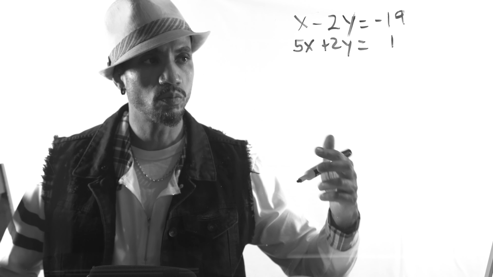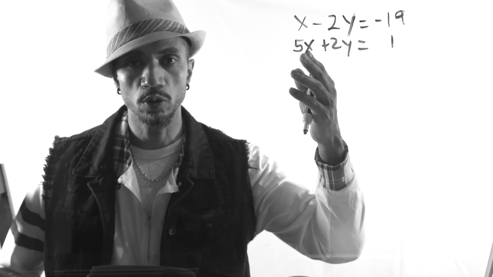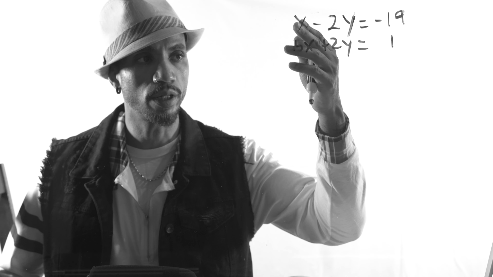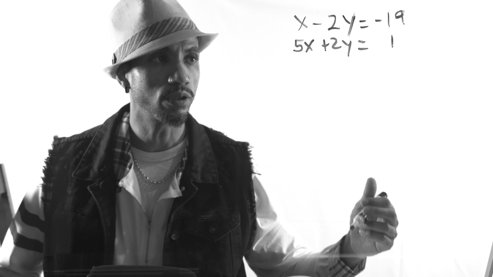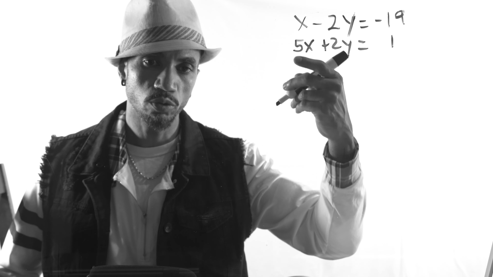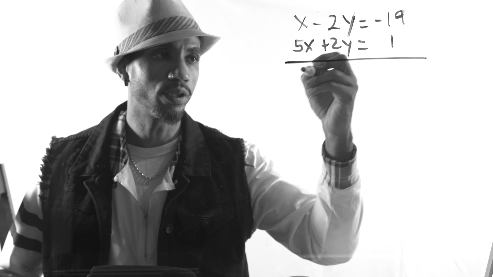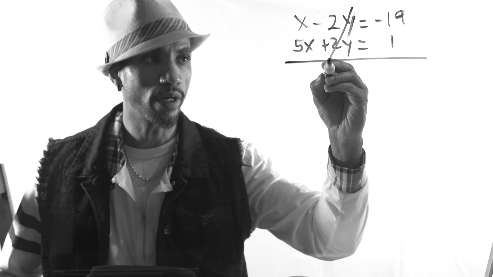So the first step is to make sure that each equation is lined up according to like terms. So as you can see, we have x's over x's, the y's over y's, and then we have our constants over here. And so if we add these two equations together, we can cancel one of the variables out, and that would be this one right here. The y's would cancel out.